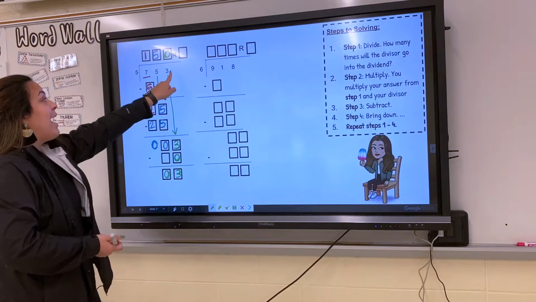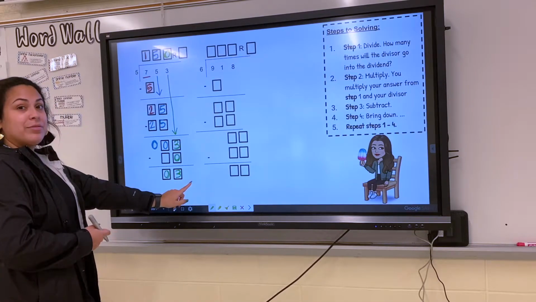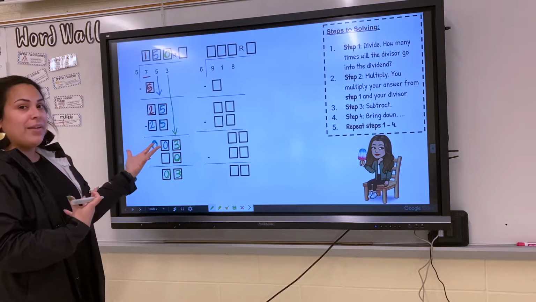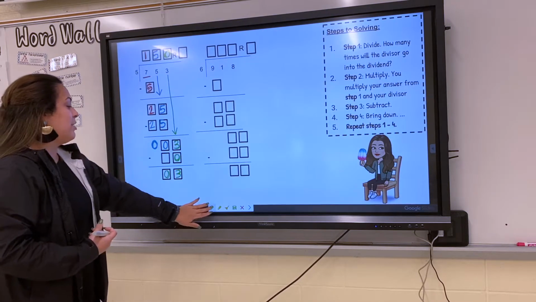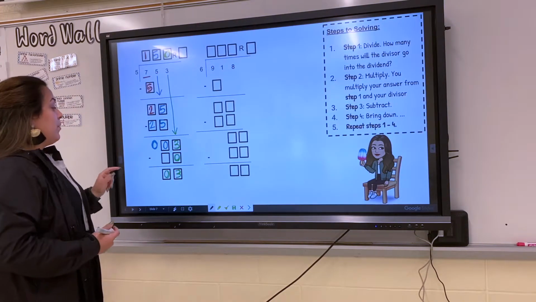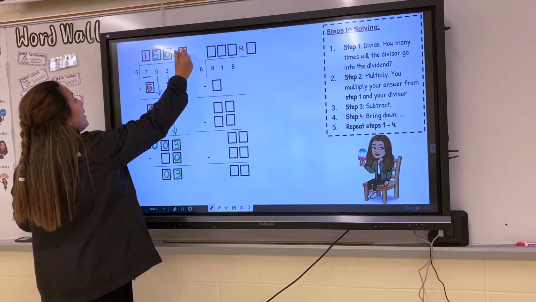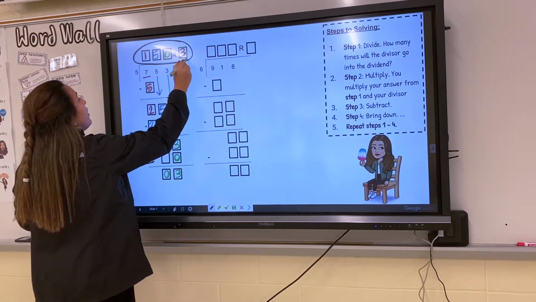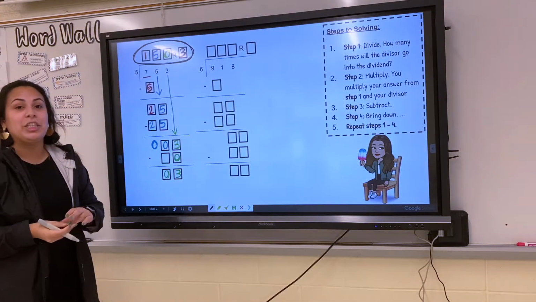So, do I have another number to bring down? I don't. So I'm done solving, but I'm not done with my answer because I need to bring that 3 up to my quotient. The 3 is my remainder. So our answer is 150, remainder 3.